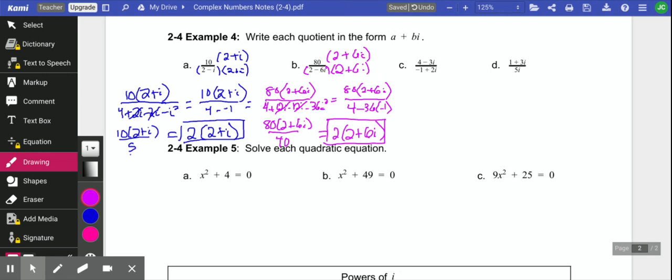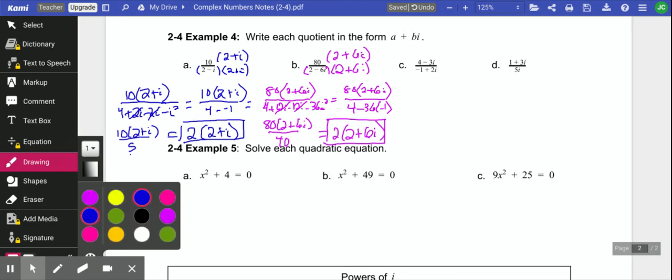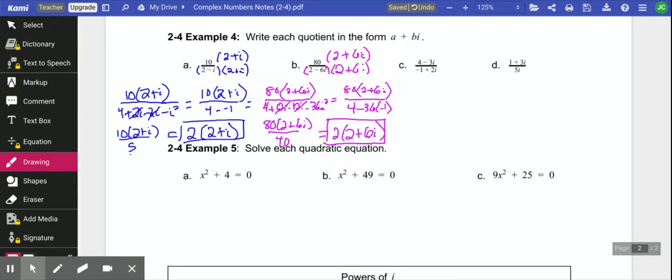All right. I'm going to do letter D next. And then letter C, I'm running out of space on, so I'm going to have to put that one somewhere else. So let's do letter D. So we have 5i. The conjugate of 5i is -5i. So we're going to multiply top and bottom by -5i.